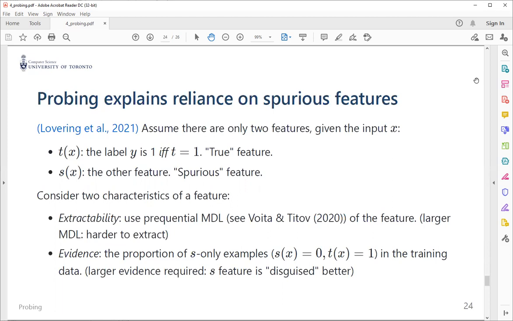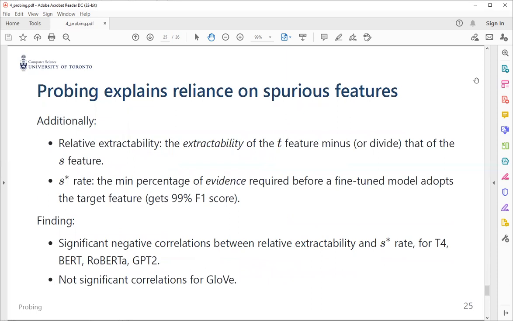So they consider two characteristics of the feature, the extractability and the evidence. The extractability is just the MDL of this feature. A larger MDL means it's harder to extract from the representations in a data set. They also compute the evidence, which is the proportion of the S-only examples, S equal to 0 and T equal to 1, in the training data. If we need larger evidence, then the spurious feature is better disguised. They found interesting correlations between extractability and the evidence.